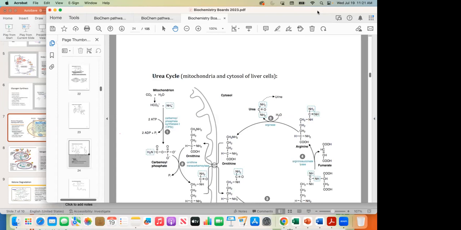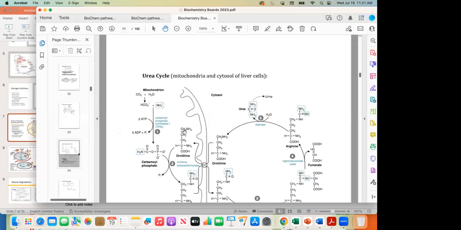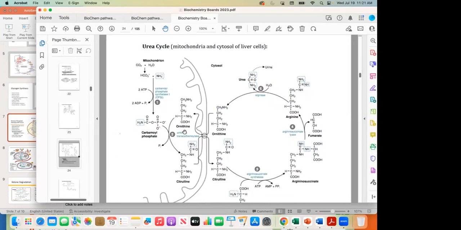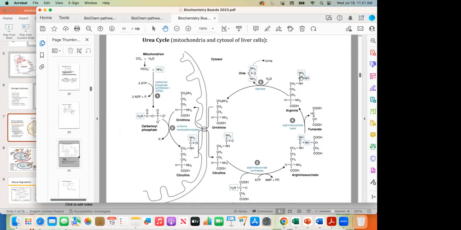So the last cycle I wanted to go into is the urea cycle, because again, this is part of our waste cycle in the body. The urea cycle occurs in the mitochondria as well as the cytosol of liver cells. So you can see there are components that occur in the cytosol and components that occur in the mitochondria. And really our goal with the urea cycle is to help with our elimination of urea into our urine. That's part of what we're trying to do.